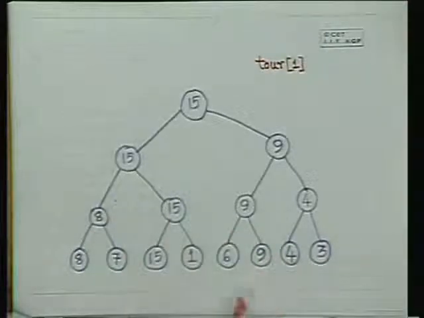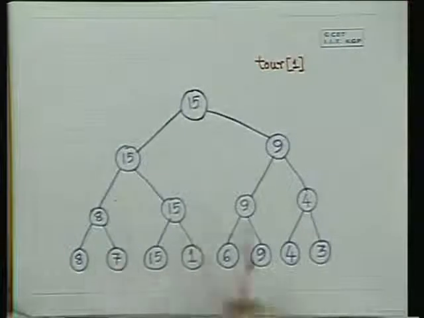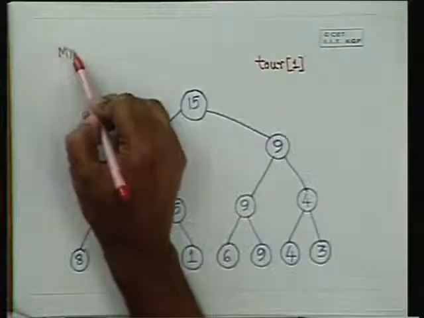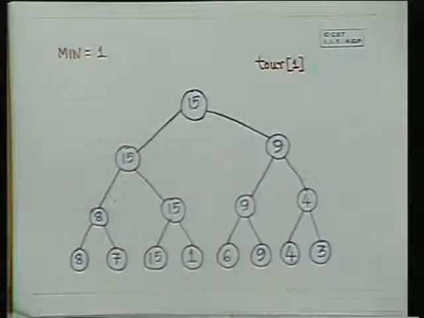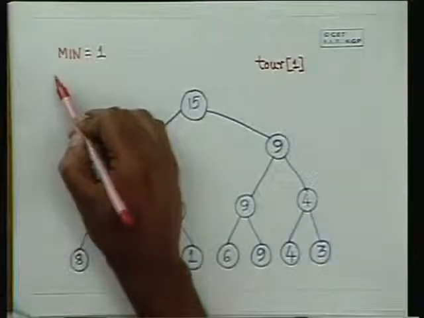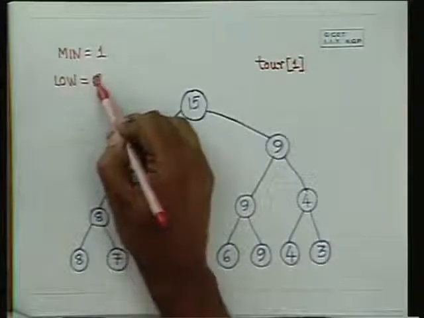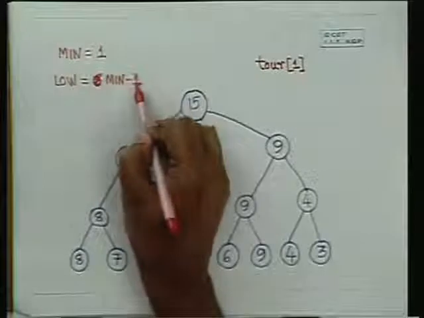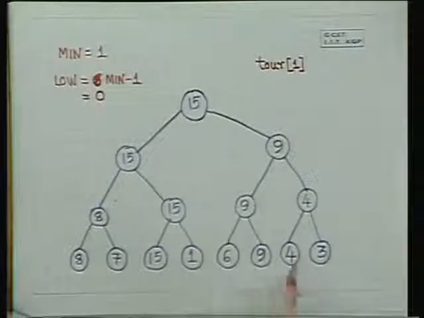Now once you have built up the tournament, you can also find out the smallest element, because the way we found our largest, we can also find the smallest element. So let us say the minimum element here can be found and is 1. So there is no number smaller than 1 here. So let us define a value called low equal to min minus 1. That means in this case it is 0, and in every case it will be smaller than the smallest element.